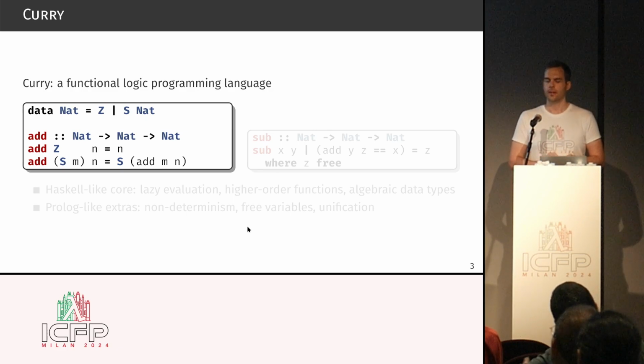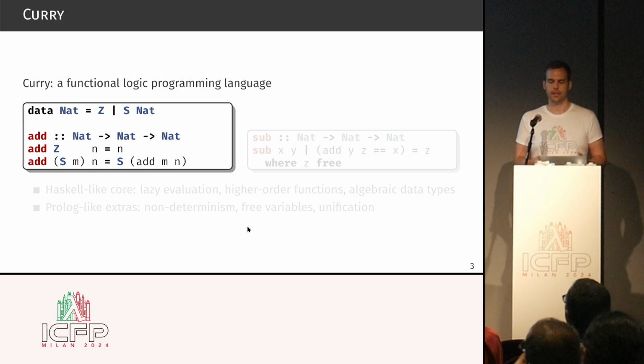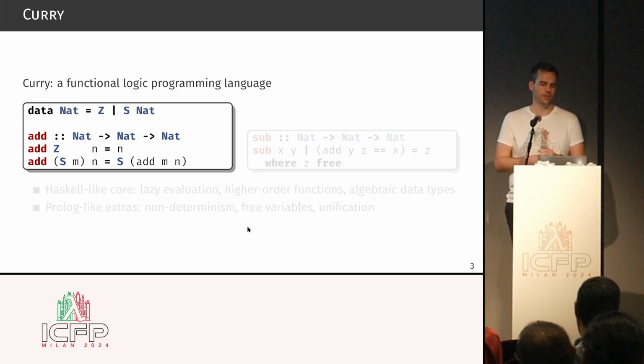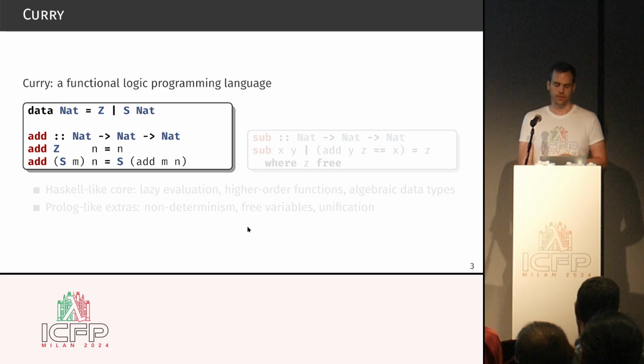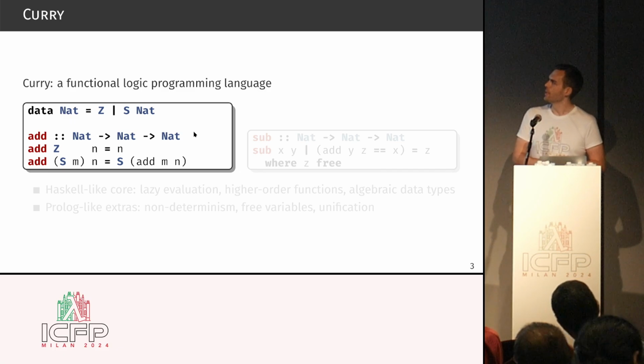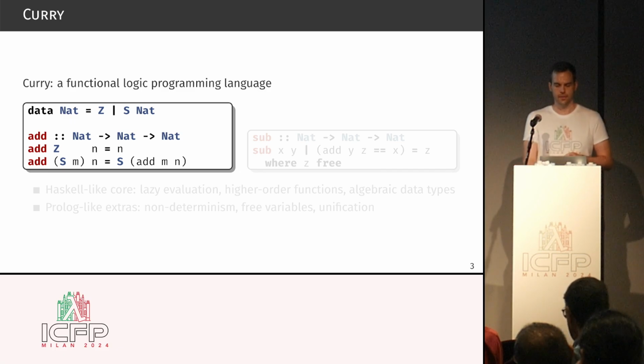So Curry is basically an extension of Haskell. So we use syntax that we all know and love. So Peano numbers, for example, would be defined like this, and then we can define addition on those Peano numbers like we would do in Haskell.